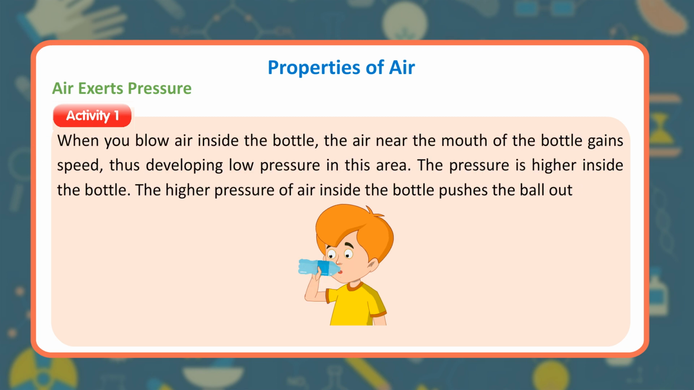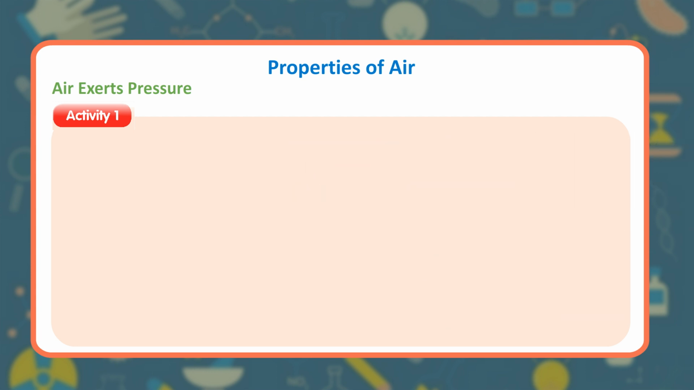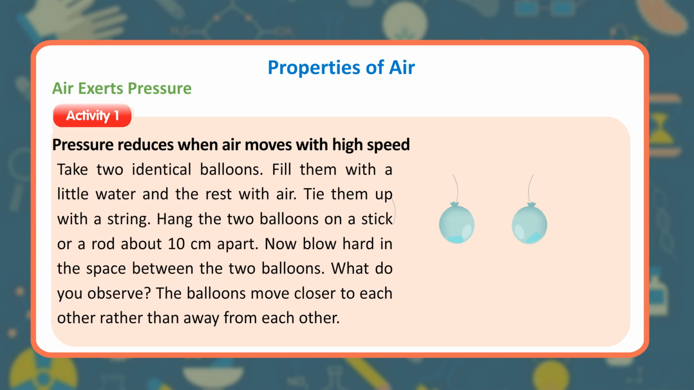When you blow air inside the bottle, the air near the mouth of the bottle gains speed, thus developing low pressure in this area. The pressure is higher inside the bottle. The higher pressure of air inside the bottle pushes the ball out. Activity. Pressure reduces when air moves with high speed. Take two identical balloons. Fill them with a little water and the rest with air. Tie them up with a string.